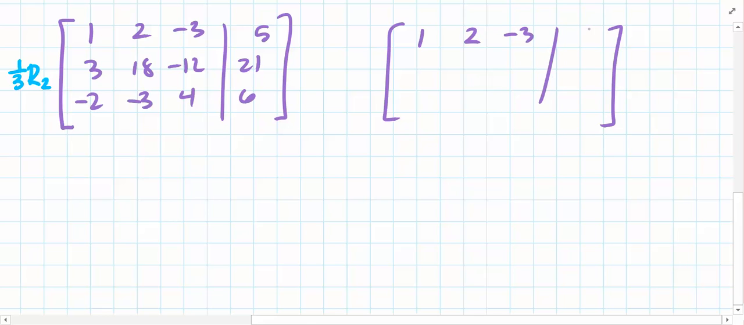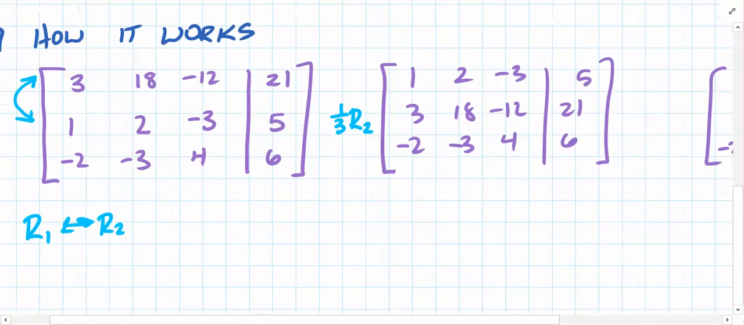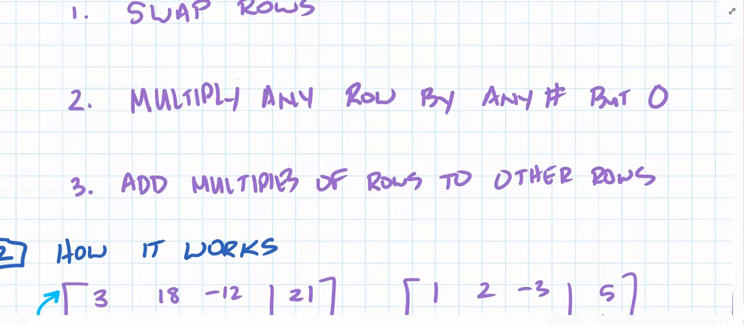And then if I do a third of row 2, what's 1/3 of 3? That's just 1. What's 1/3 of 18? 6. What's 1/3 of -12? -4. What's 1/3 of 21? 7. And I do nothing to the bottom row: -2, -3, 4, and 6. So far, so good? So that's an example of the second rule. Multiply any row by a non-zero number, okay?